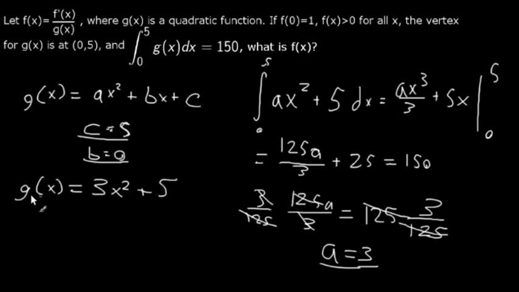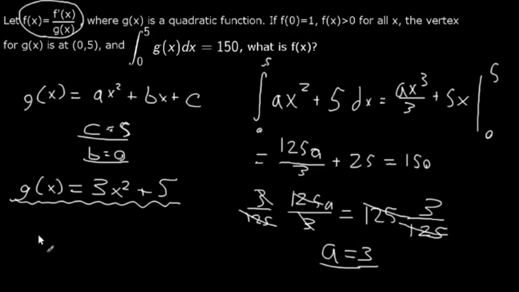And so now we have g of x, which is definitely a step forward. Now we have to move on to this equation right here. We have to let f of x equal f prime of x over g of x. And so I'm going to write these without the of x's.